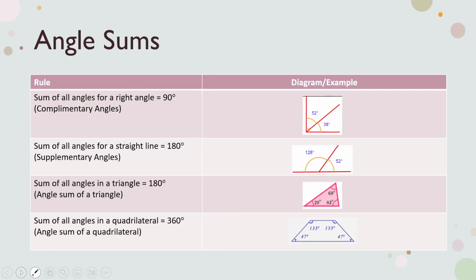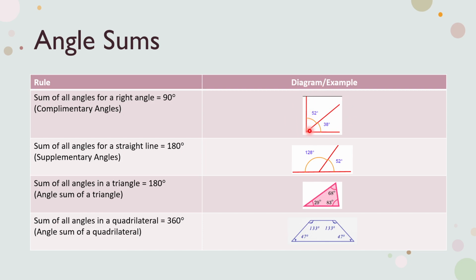So the first set of rules that I want to remind you of are angle sums. And that is that for certain angles and shapes, no matter how many angles are within that main angle or shape, they always add together to equal the same amount. So first off, complementary angles always add up to 90 degrees.